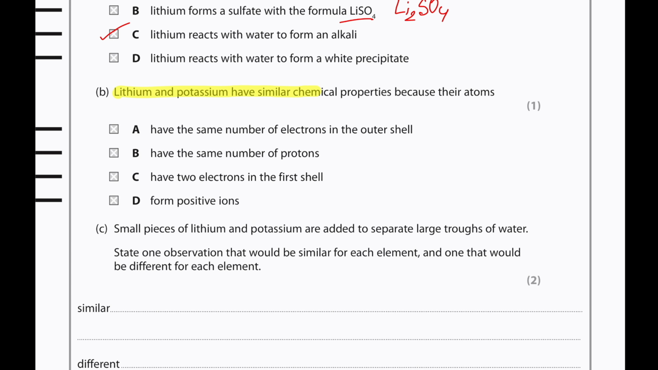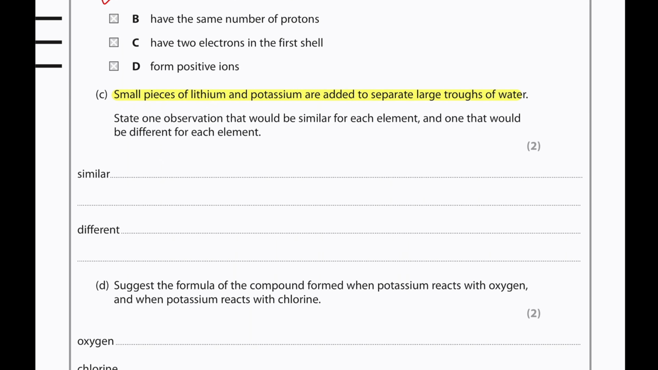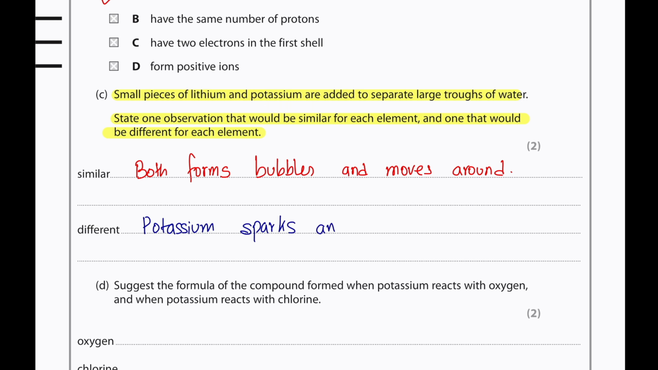Lithium and potassium have similar chemical properties because their atoms belong to the same group, so they have the same number of outer shell electrons. Small pieces of lithium and potassium are added to separate large troughs of water. State one observation that would be similar for each element and one that would be different. In terms of similarity, both will fizz, meaning that they will produce bubbles. However, the dissimilarities will be that the potassium will spark and explode. It will form a ball of fire, whereas the lithium will react slowly.